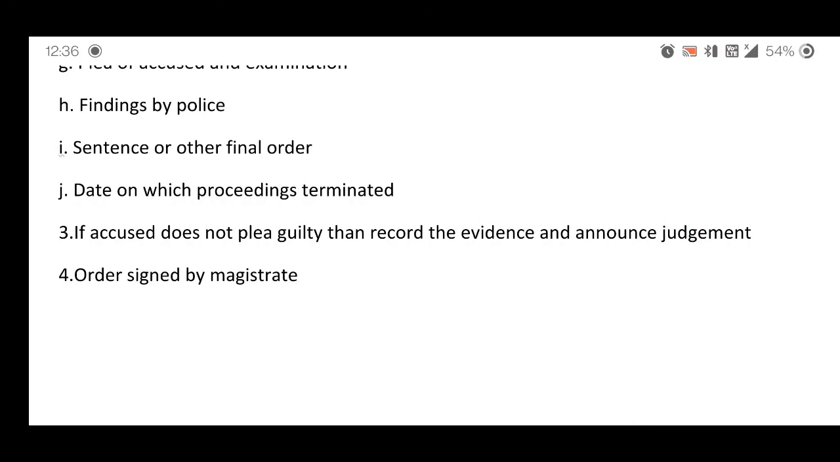After that, if the accused does not plead guilty, then record the evidence and announce judgment. And after that, whatever orders the judge pronounces, it has to be signed by the magistrate. So these are all the 4 trials, and among these, one 10 marks question is fixed.